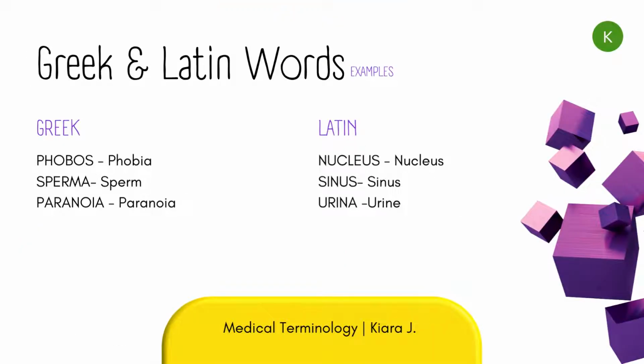So some examples of terms that are taken from Greek and Latin are phobos, sperma, paranoia, also nucleus, sinus, and urina. These words were taken from Greek and Latin, and they were used in order for us to form medical terms that are associated with the meanings, like phobos meaning phobia or fear, sperma, the sperm, or paranoia, for example.